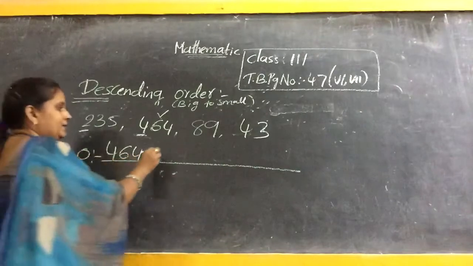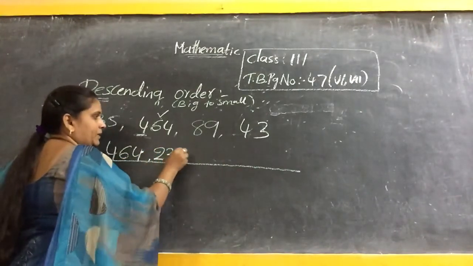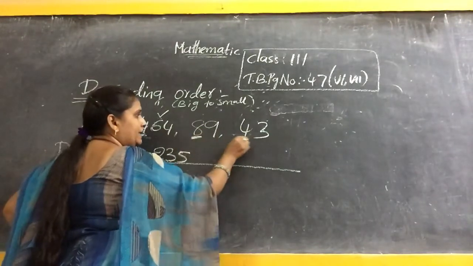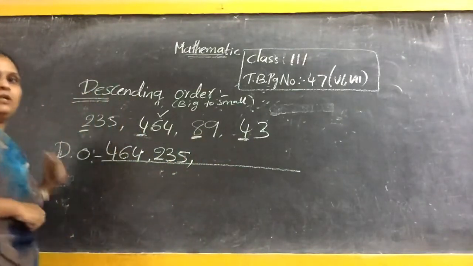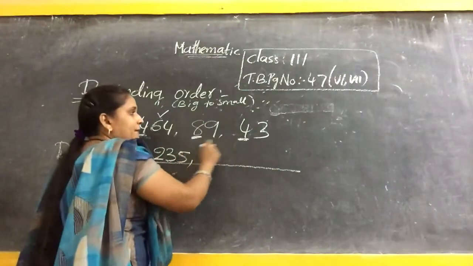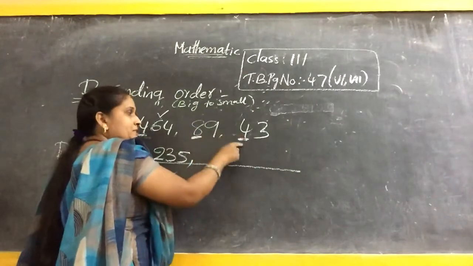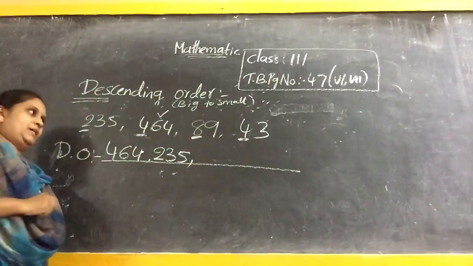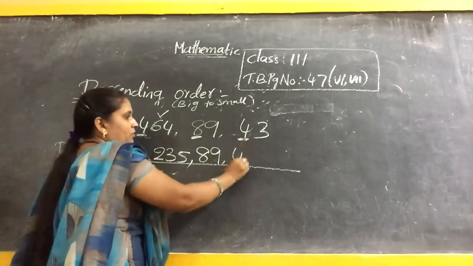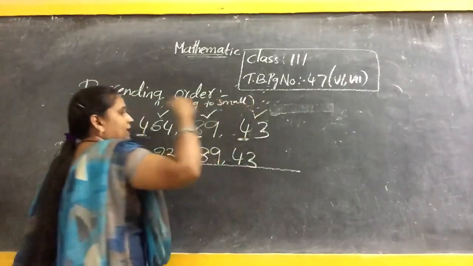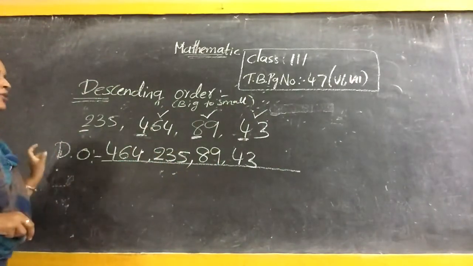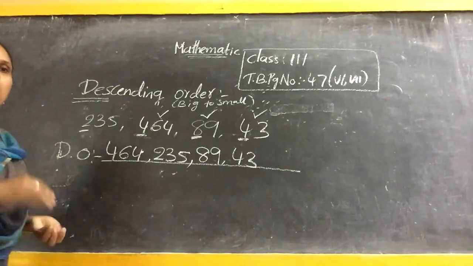Now, next what is left over? Yes, 235. Now, these two are 2-digit numbers. In this, underline the first digit. Tell me now, which is the big number, 8 or 4? Yes, 8 is the big number. 8, 9, 89. Then 4, 3, 43. Like that, I have to write from big number to small number, and this will be called descending order.